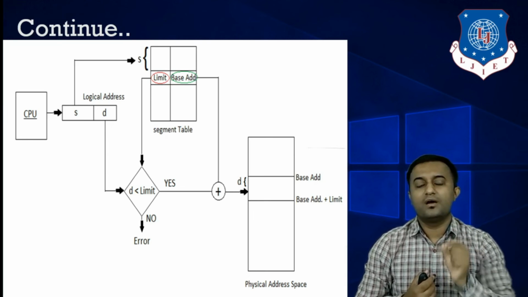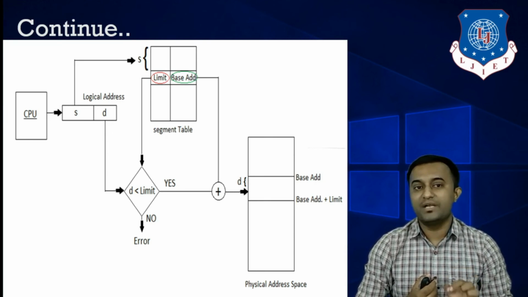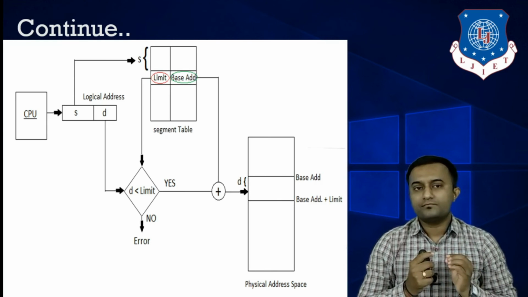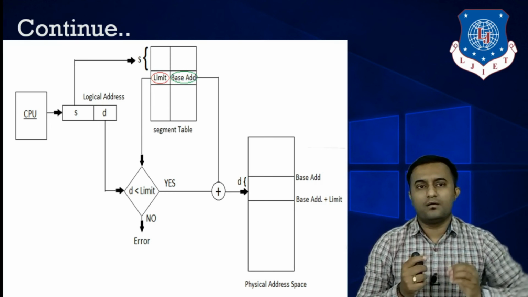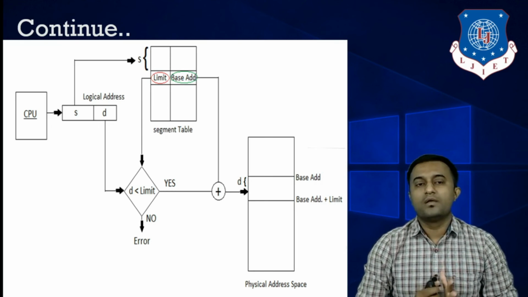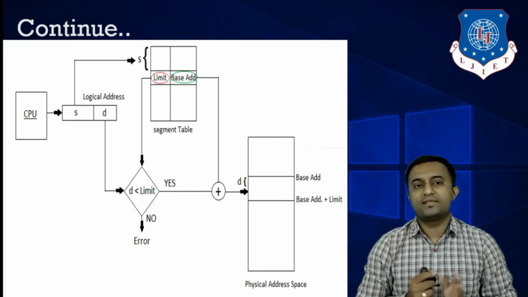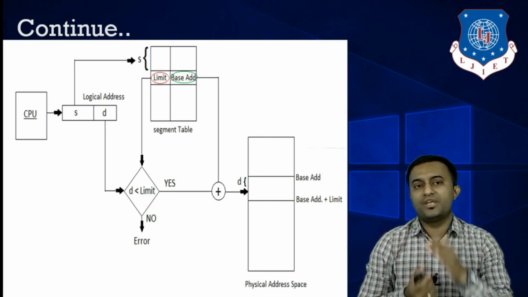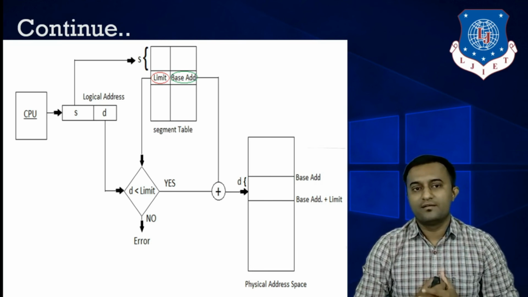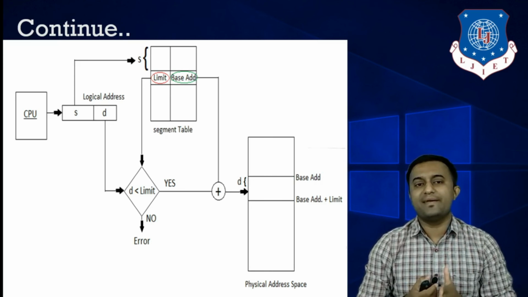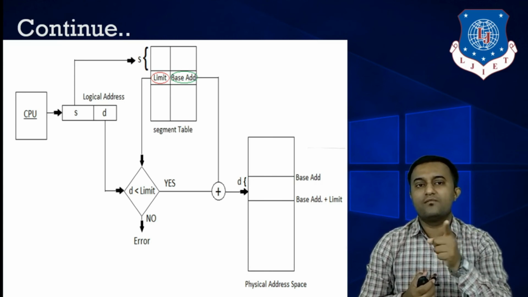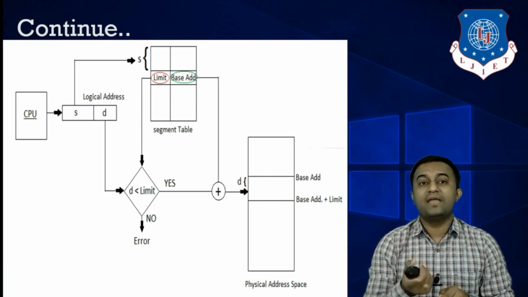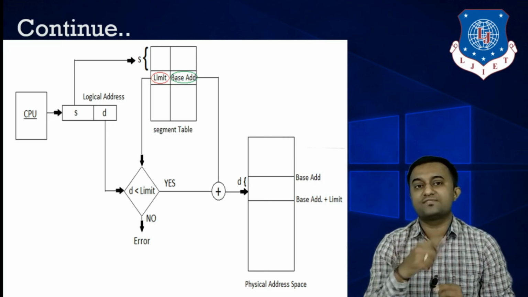So D stands for the limit, or the size of that segment. Say the CPU is demanding segment number 1, for example, and the total size is 300, but the CPU demands 400. Definitely this condition will not be matched. Why? Because the value of D, the demanded value, is 400 bytes, but the actual size of that segment we can fetch from the segment table.